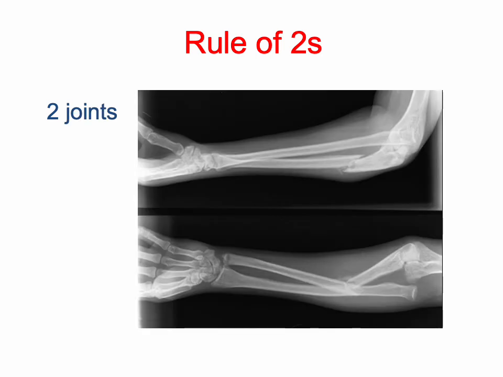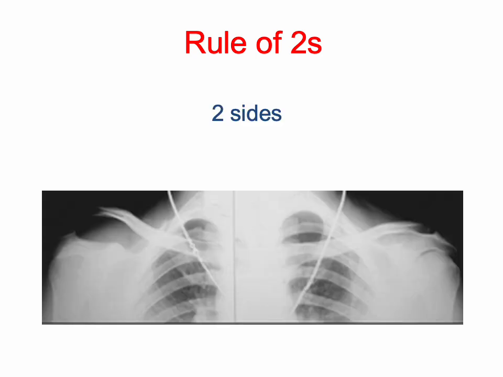Two joints, meaning that you're imaging where we've got a proximal ulnar fracture, and we're interested in looking at the joints above and below because we've got a disruption of the proximal radioulnar joint here that we may have missed if we had only imaged the bone.